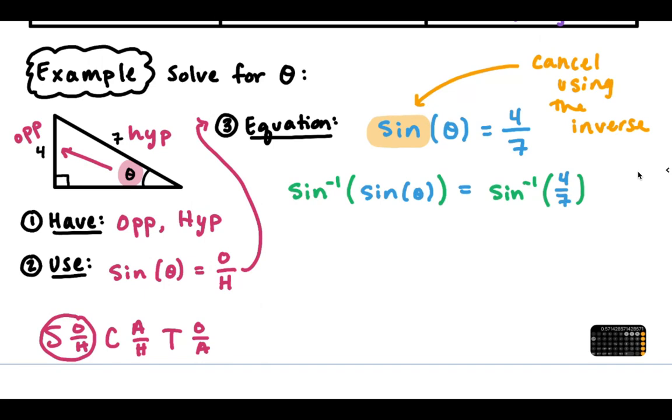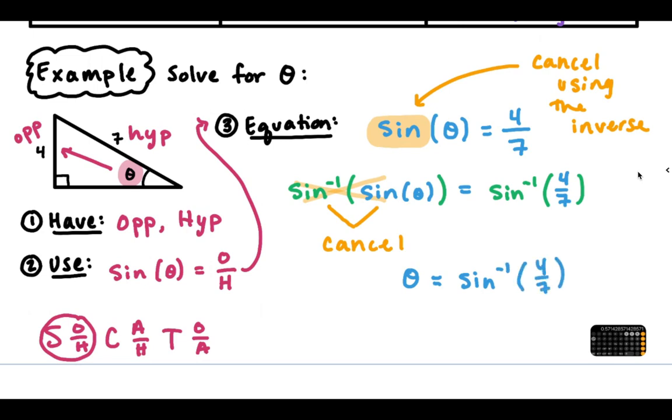Okay, so that looks kind of crazy, but what's great about this is that sine inverse and sine cancel each other out. That's why we did this. These cancel. So I get to just cross those off, and all we're left with on the left side is theta. So we got theta by itself, which is awesome. That's what we wanted to do. So theta is equal to this stuff on the right. So theta equals sine inverse of 4 over 7.